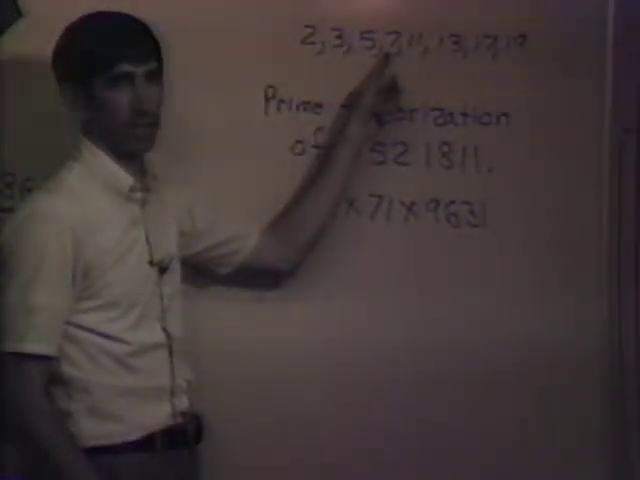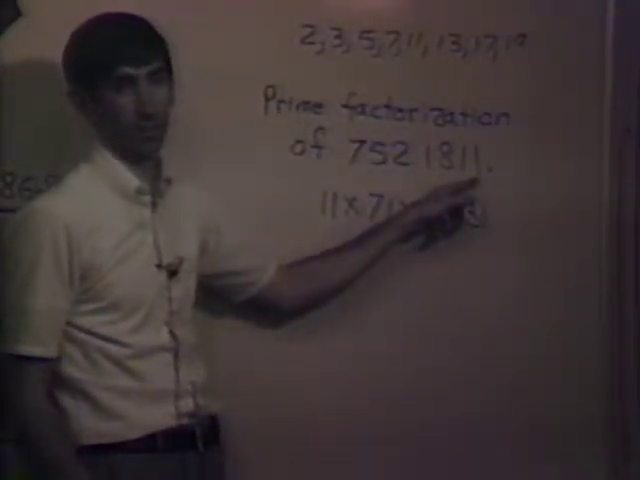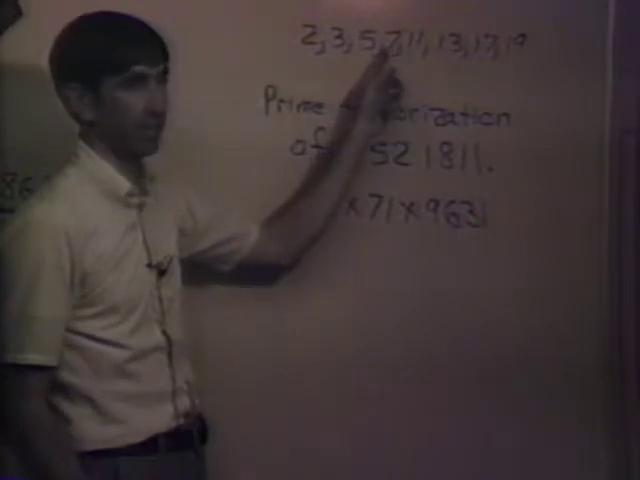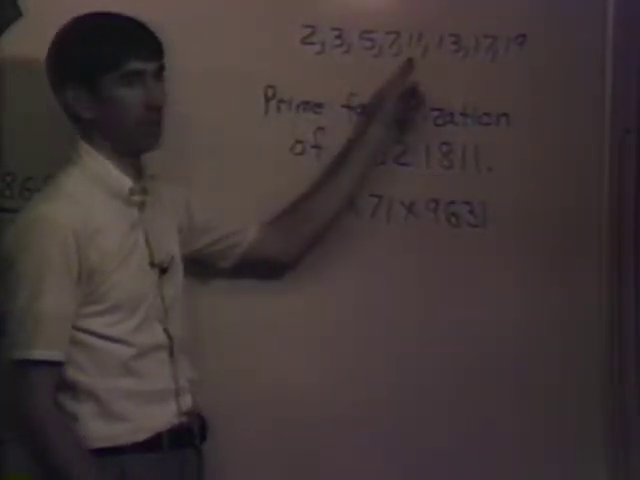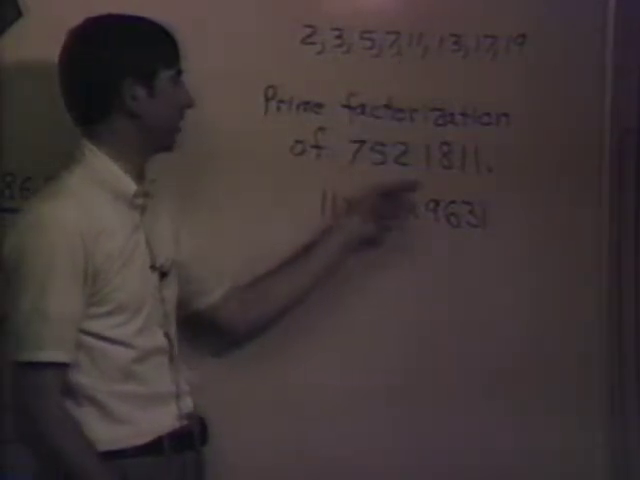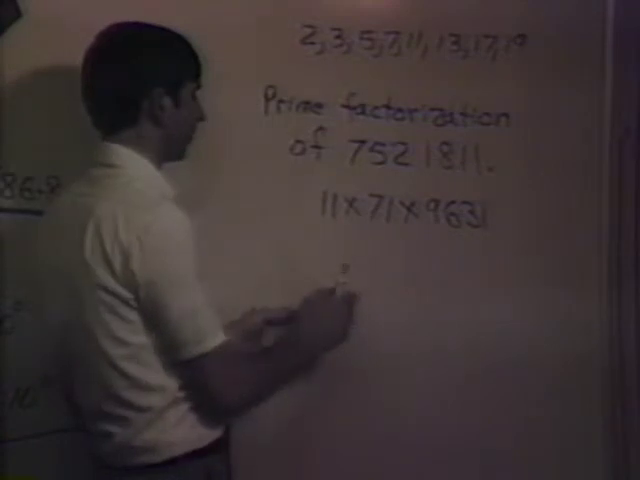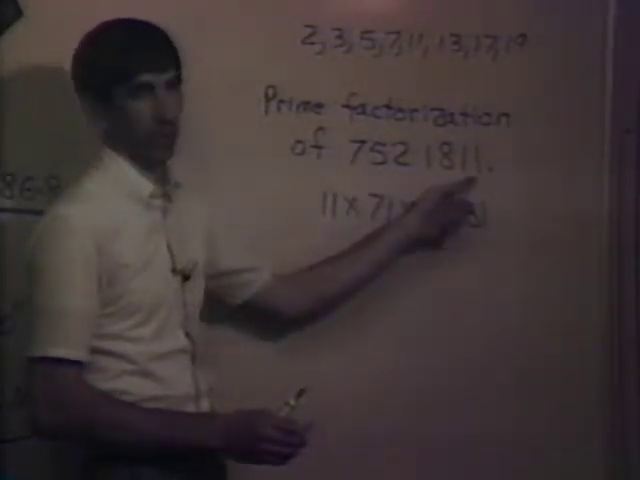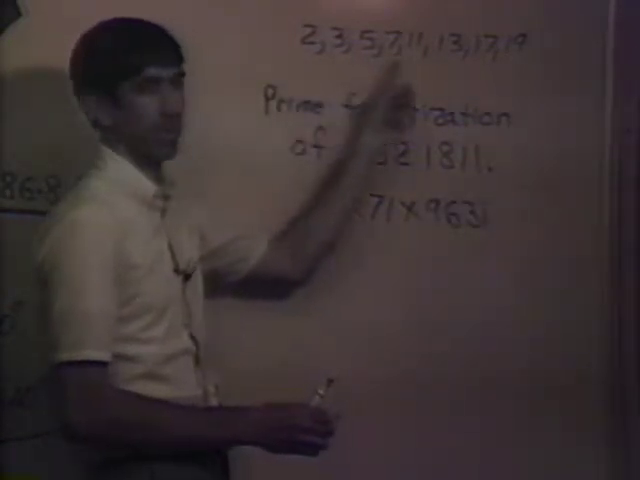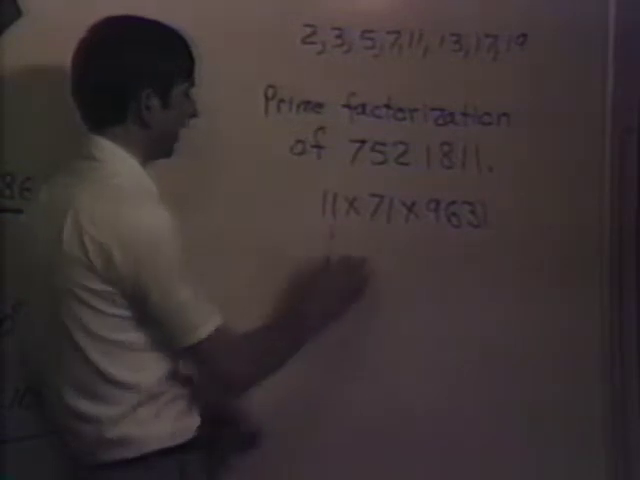There isn't any really easy test for 7, so you just have to punch this number into your calculator and then push divided by 7 to find out if it was divisible by 7, which it isn't, and just keep doing that. The first one we come to that it is divisible by is 11. Once we know that, then we take the quotient of 11 divided into 7521811, and we start doing the same test with it. Start dividing it by all the prime numbers until we find one again that is.